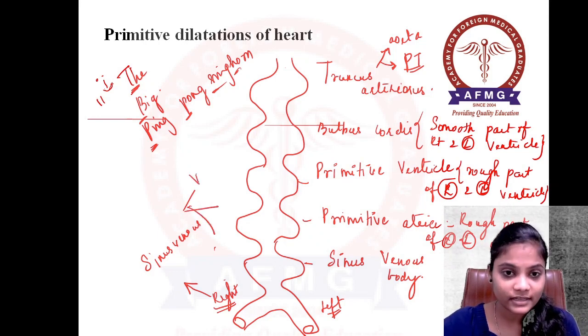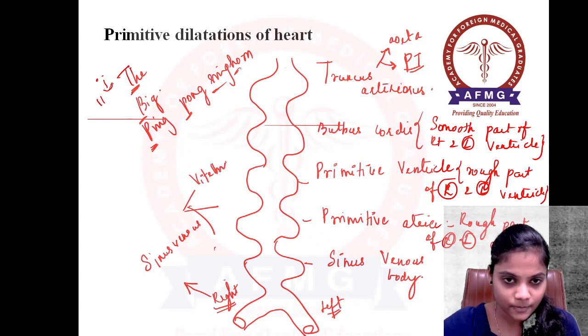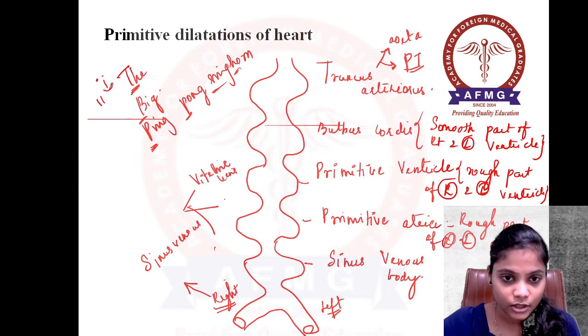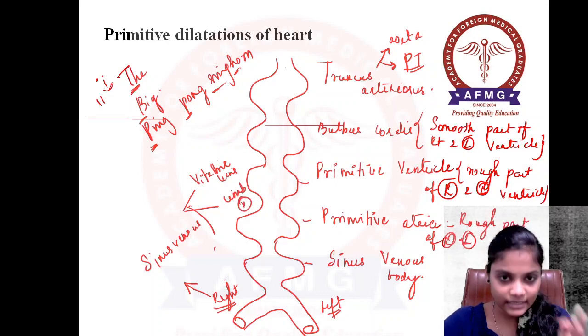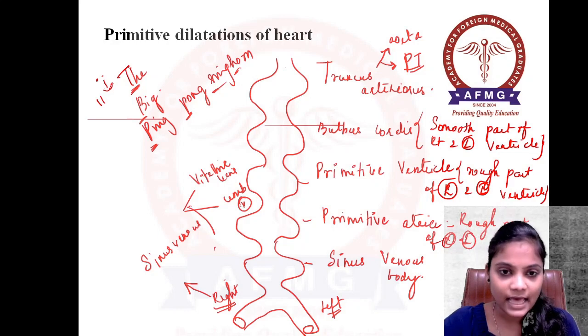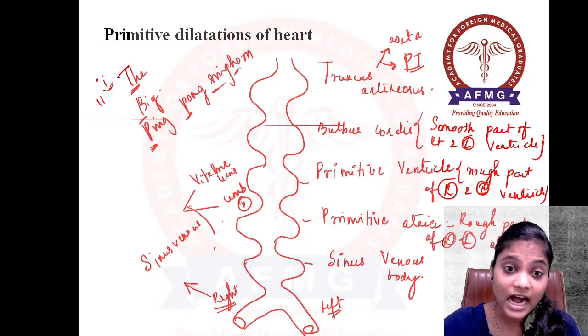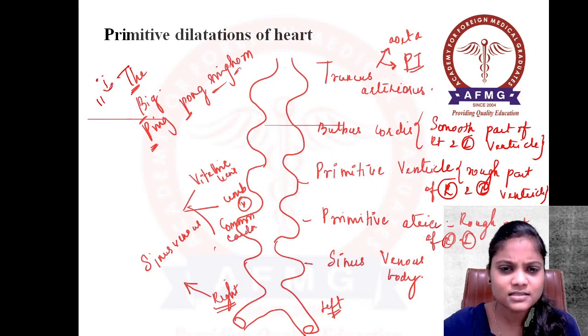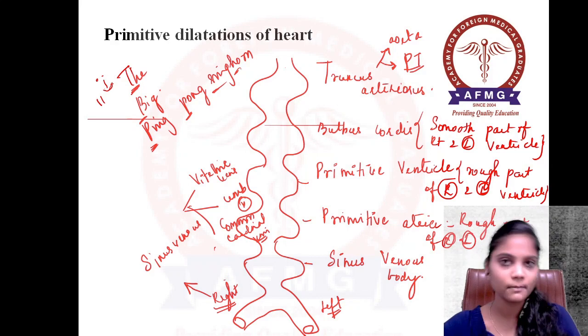One will be your vitelline veins. Remember, vitelline veins. Then it is your umbilical veins. I am making it as UMB. Okay, vitelline veins, umbilical veins, and common cardinal veins. Okay, common cardinal veins. This is how the embryological part of your cardiac portions come around.